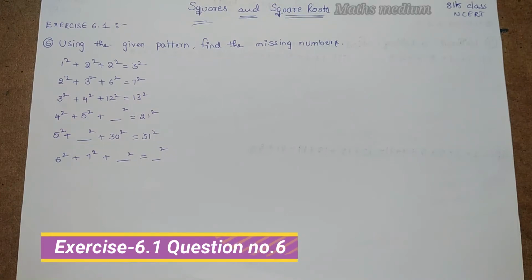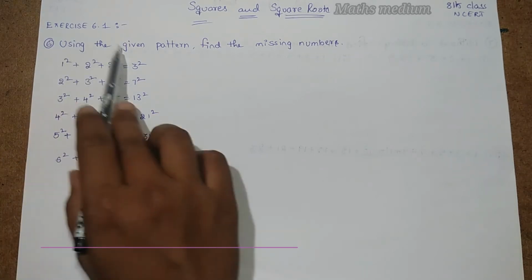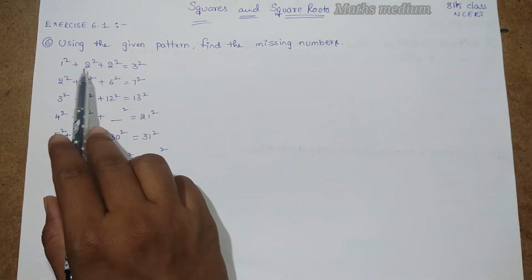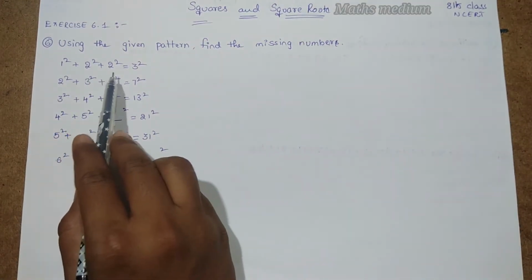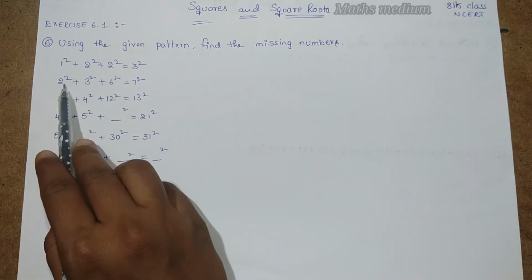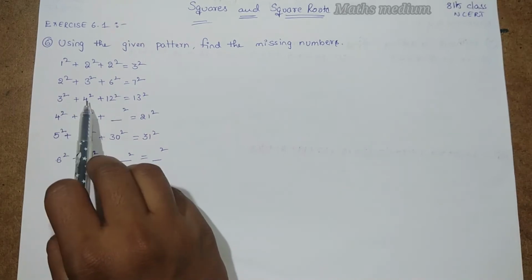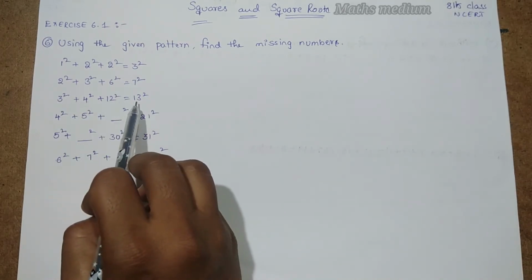Today I came with exercise 6.1 from Squares and Square Roots, 8th class NCERT. Question number 6: using the given pattern, find the missing numbers. This is the pattern: 1 square plus 2 square plus 2 square is equal to 3 square. 2 square plus 3 square plus 6 square is equal to 7 square. 3 square plus 4 square plus 12 square is equal to 13 square.